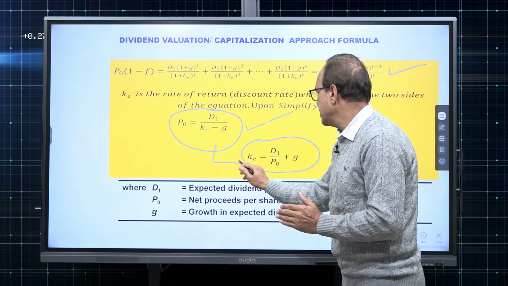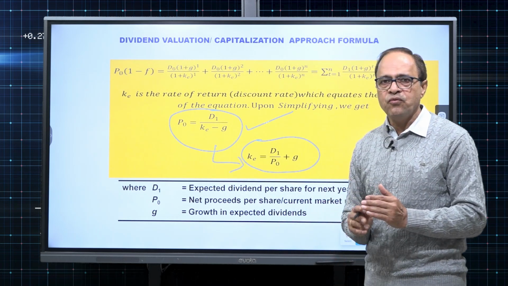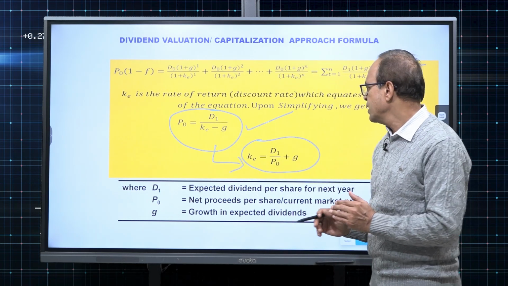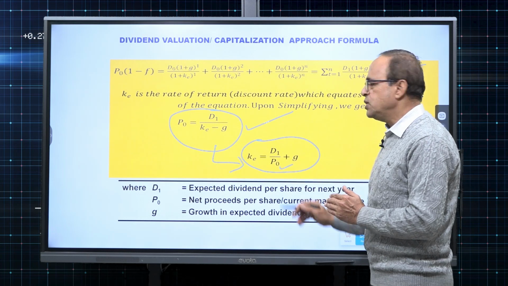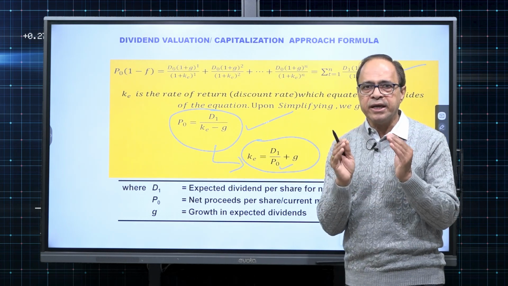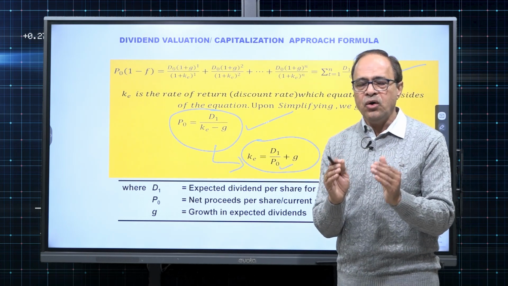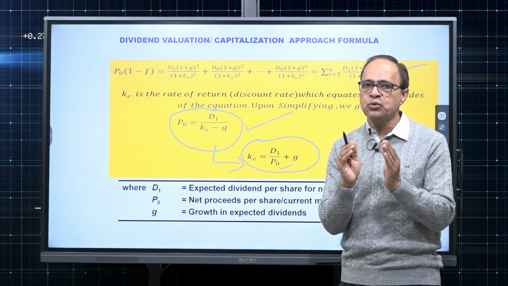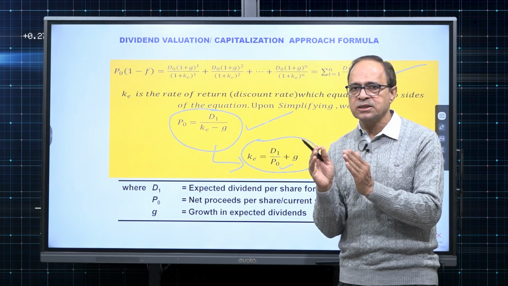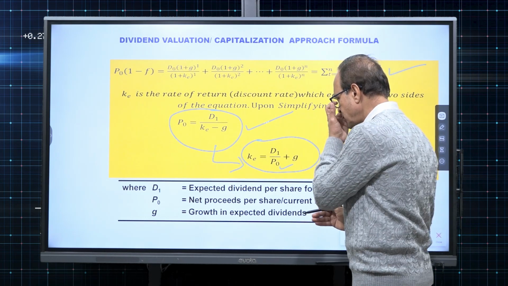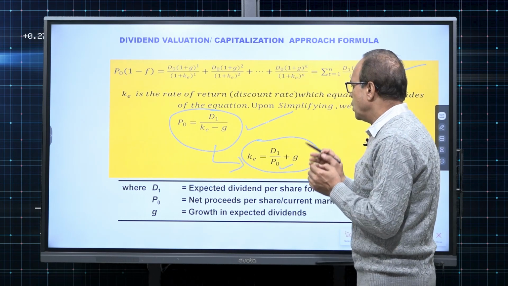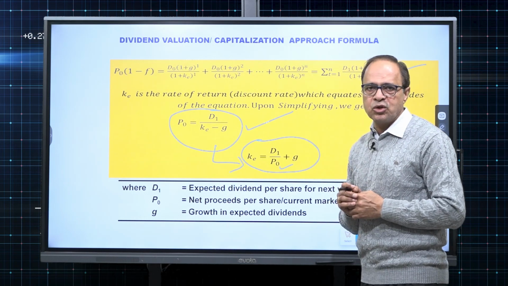The same thing can be converted to find out the unknown value of KE given P0. P0 is referred to as the current market price of the share, or in case of a new issue it will be the net issue proceeds, that is issue price minus the flotation cost. So the parameters are given; only one attention you have to pay while solving the numerical.